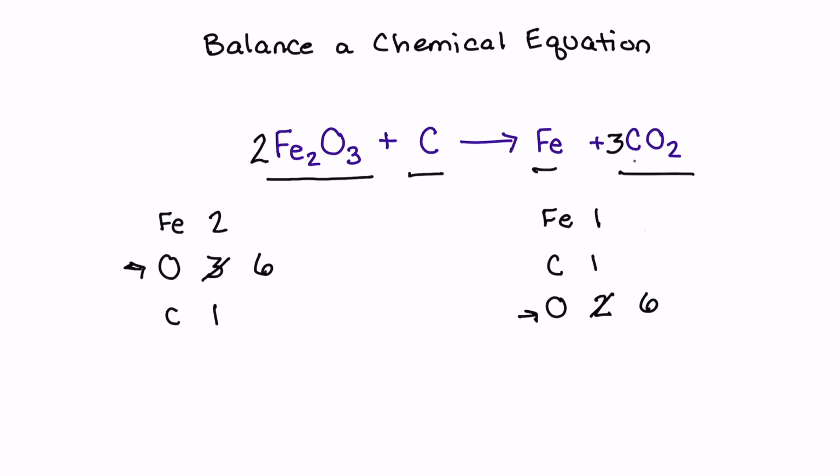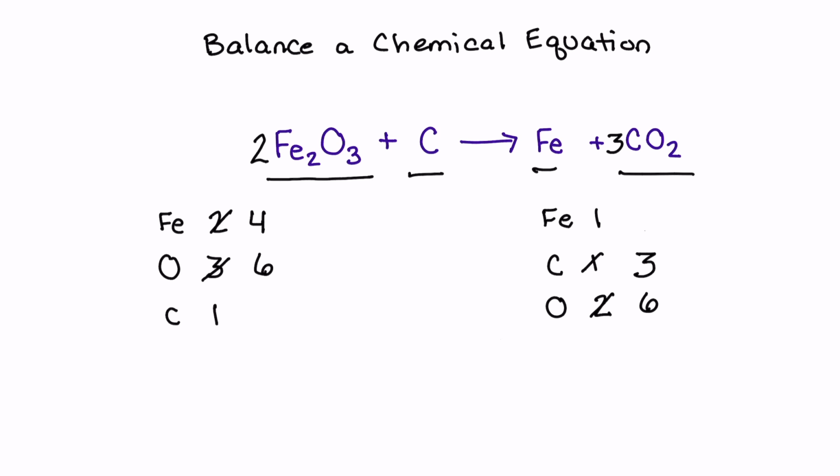This also changes on this side the number of carbons that I have, because now I have 3 times 1. I have 3 atoms of carbon. On this side, it changes how much iron I have. I have 2 times 2, so I have 4 atoms of iron. So my oxygens are balanced out. I'm good to go on those. I don't have to worry about the oxygen at the moment. But let's look at what's no longer balanced.